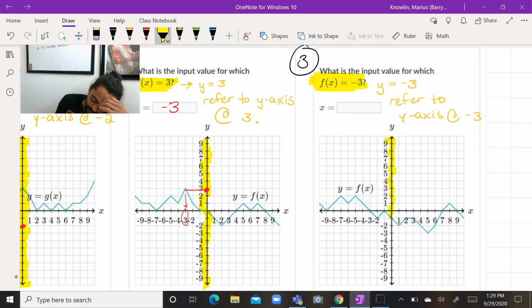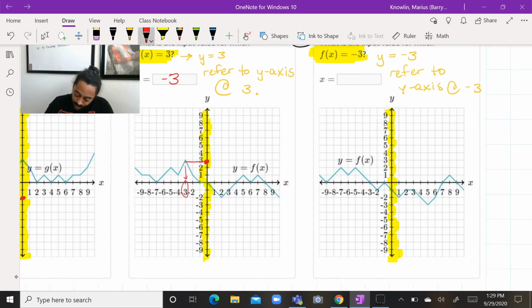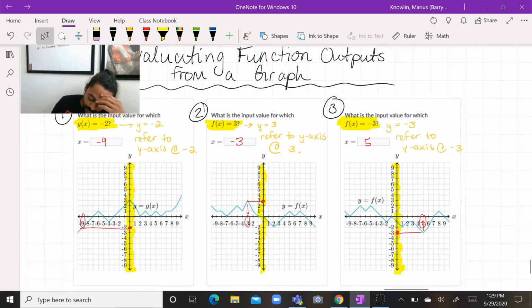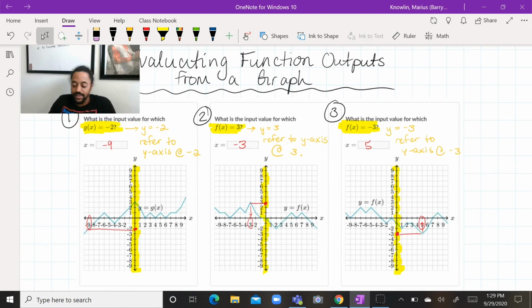Here's our y-axis right here. Okay, y-axis, and we want to evaluate it at -3. So here's -3. Now in order to get to the function f of x, we need to go to the right, which is right here, and then I'm just going to go up, and that is +5. So when x is 5, y is -3. Alright, and that will conclude our little lesson on evaluating functions outputs from a graph.